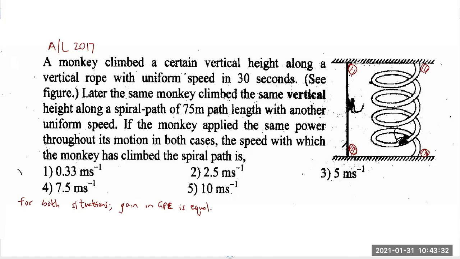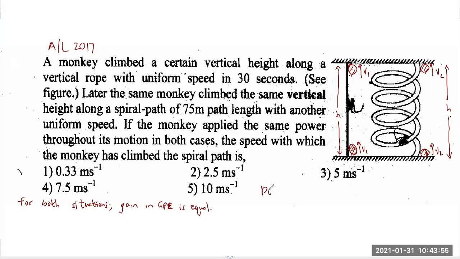mgh, constant velocity. If it starts at V1, it reaches at V1. No change in kinetic energy. It starts at V2, it finishes at V2. No change in kinetic energy. So the only change is the change in potential energy, and that is equal for the monkey because h is the same. Height we have to consider, not the path. We don't care about the path. We care about only the height.